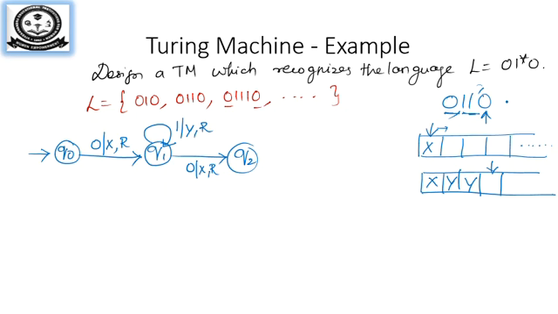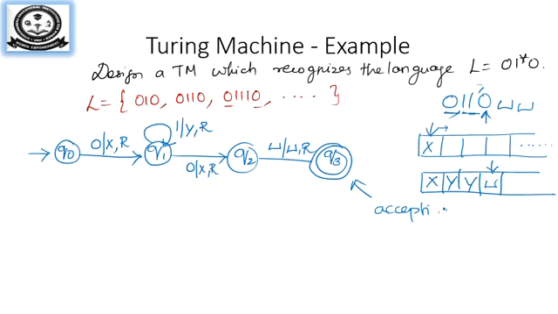Now I have come to the end of the string, and there will be a blank symbol after this. If it is blank, then I will write blank, move to the right side and go to q3. So q3 is your accepting state.